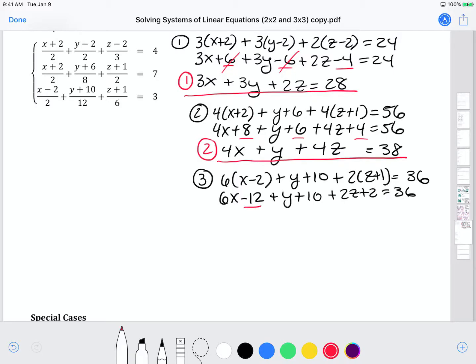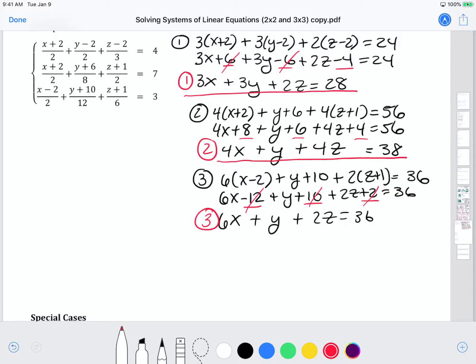Now I want to get all my constants together over to the other side. I have a negative 12 and a positive 10 and a positive 2. That all disappears. I don't even have to do anything. That gives me a negative 12 and a positive 12. So what I'm left with is 6x plus y plus 2z is equal to 36. So this is my third equation all cleaned up.